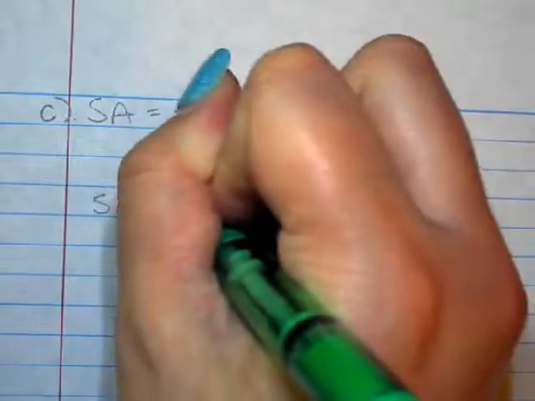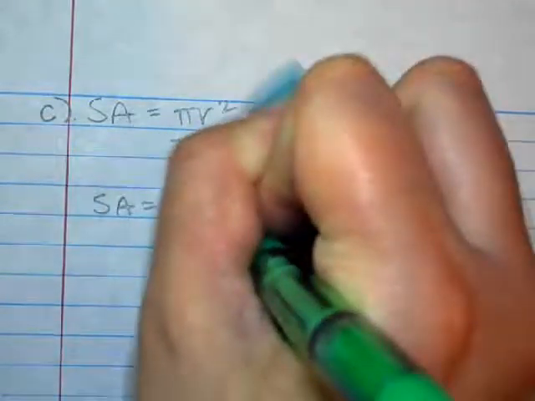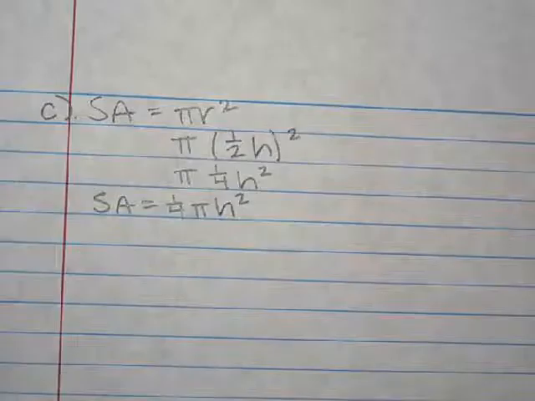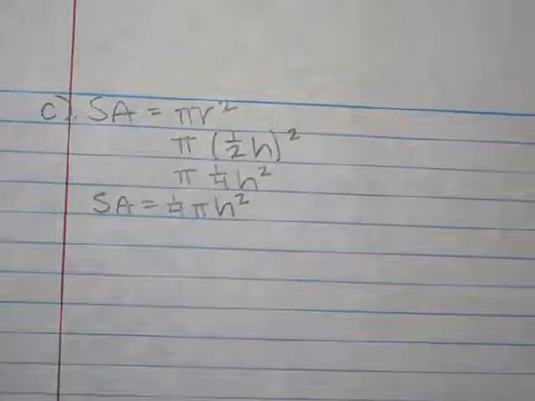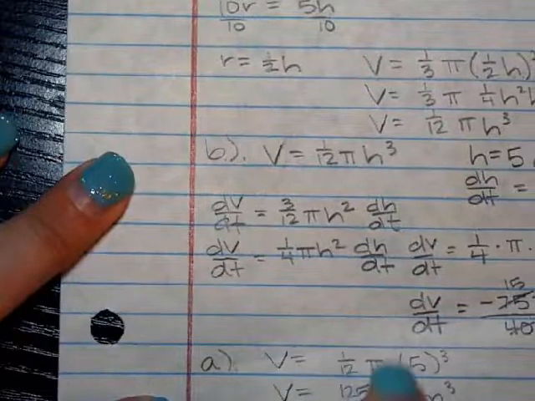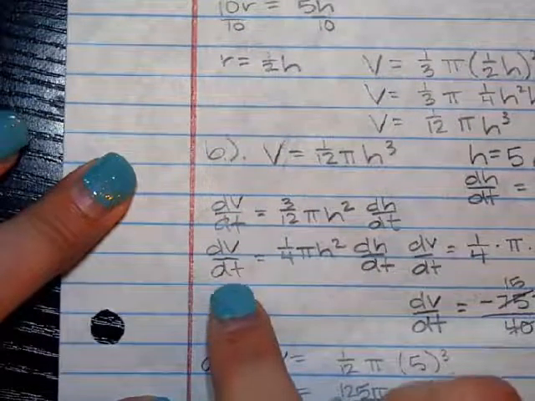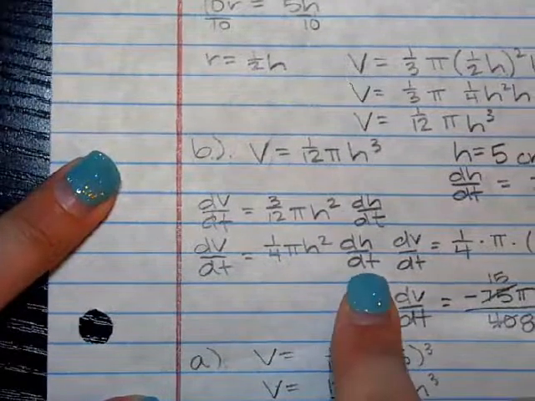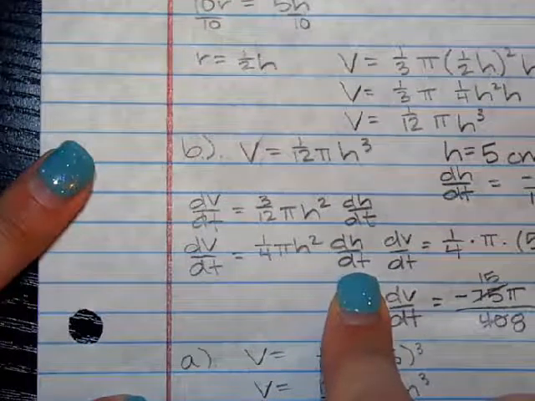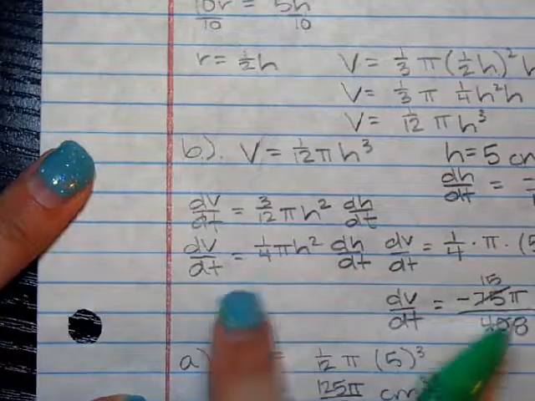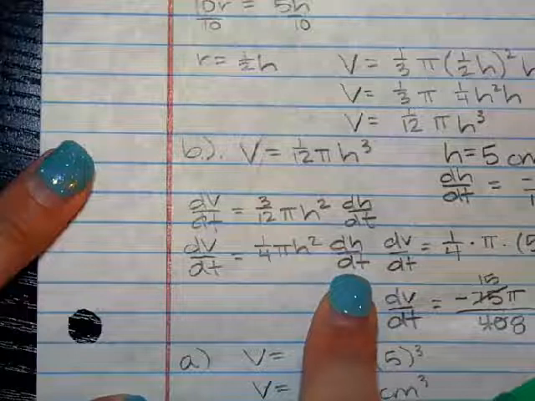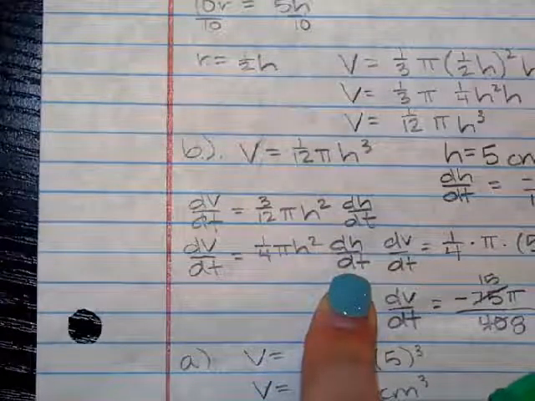And so if you flip the exact same thing, dV/dt is 1/4 pi h squared times dh/dt. Does that make sense? And so that means that the constant of proportionality is dh/dt, because this is the number that is multiplied by this.